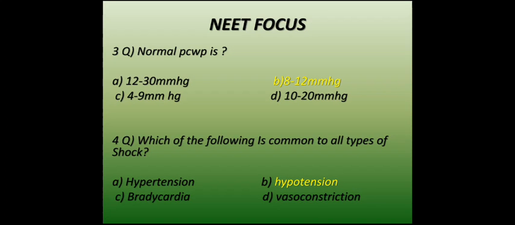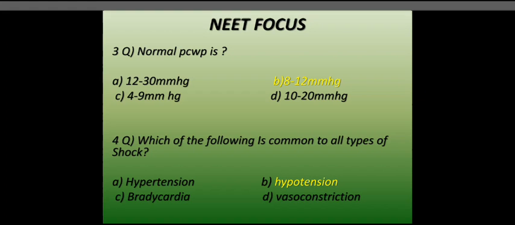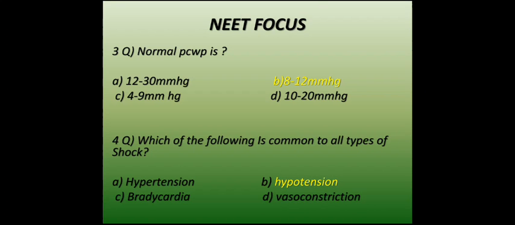Okay, what is the next question? Which of the following is common in all the types of shock? Hypertension, hypotension, bradycardia and vasoconstriction. I have already discussed this. Hypertension is the most common in all the types of shock. Okay, it is the first sign and it is the most common to all the types of shock. Okay, and most common cause of death in septic shock is also hypertension.